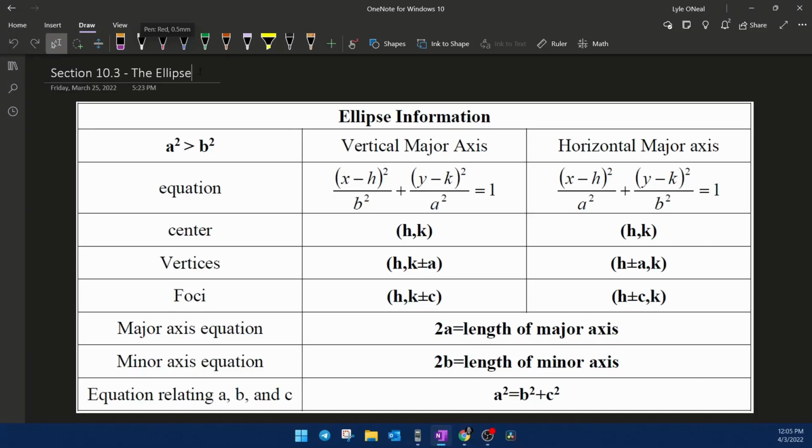Hello and welcome to our lesson on the ellipse. This is going to be from section 10.3 in our Precalculus text.